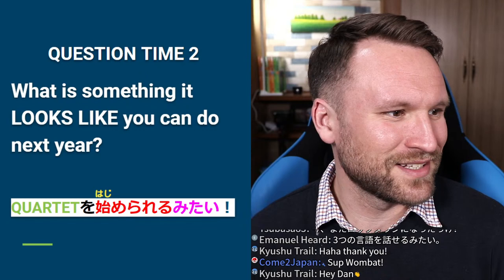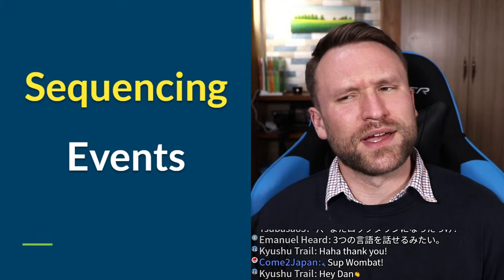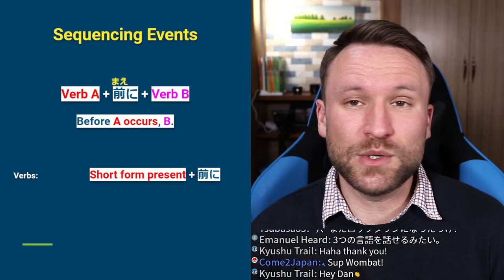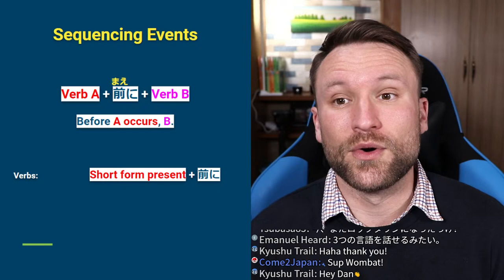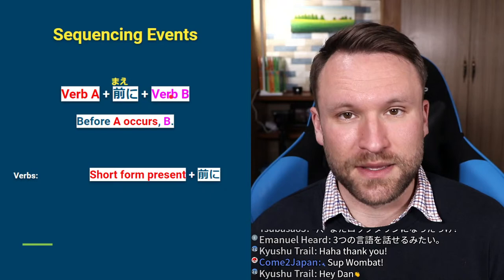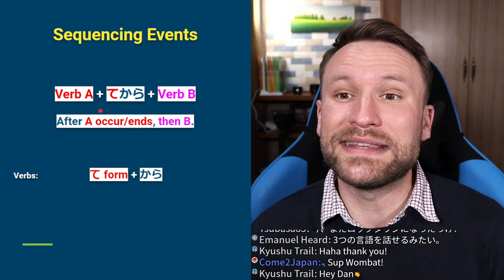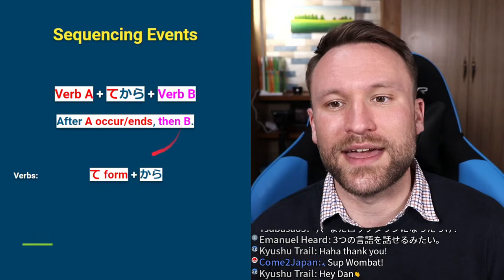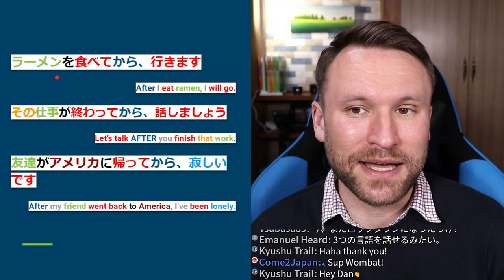The final, I think this was the final section. I can't remember. There might be one more after this. But it was sequencing events, and we had two different ways to sequence events. We had verb A, 前に verb B, so before A occurs, B, which takes a short form present tense of a verb, and then 前に, so 食べる前に, before eating something. 手を洗います, I wash my hands. And the other one was the opposite, verb A, て-form plus から, verb B. So after A happens or ends, then B. For example, ラーメンを食べてから行きます, after I eat ramen, I will go. So that was the sequences of events.